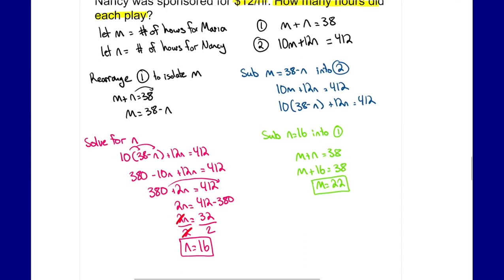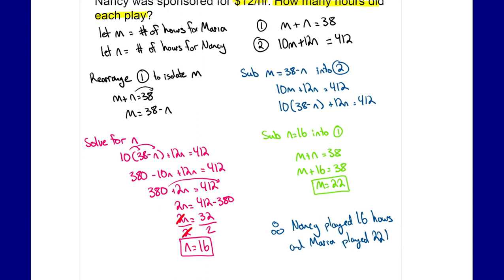So we're using these two equations not necessarily to find a point of intersection. While it is a point of intersection, if we were to graph it, it's not when the values are the same, but it is when we can use it to determine how many hours they both played. So therefore, Nancy played 16 hours and Maria played 22 hours.